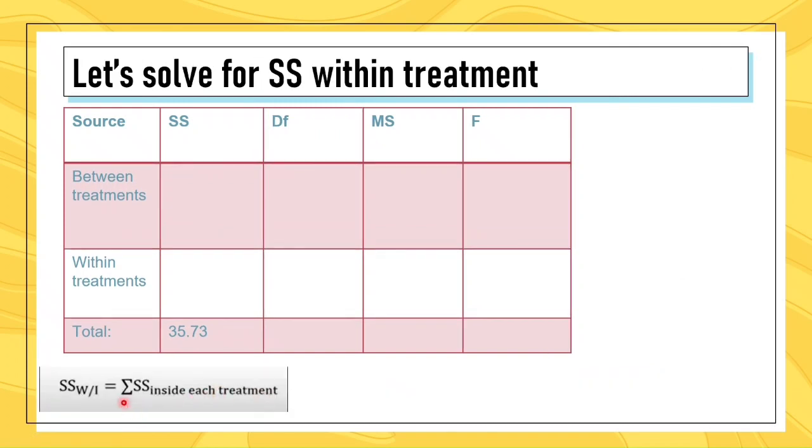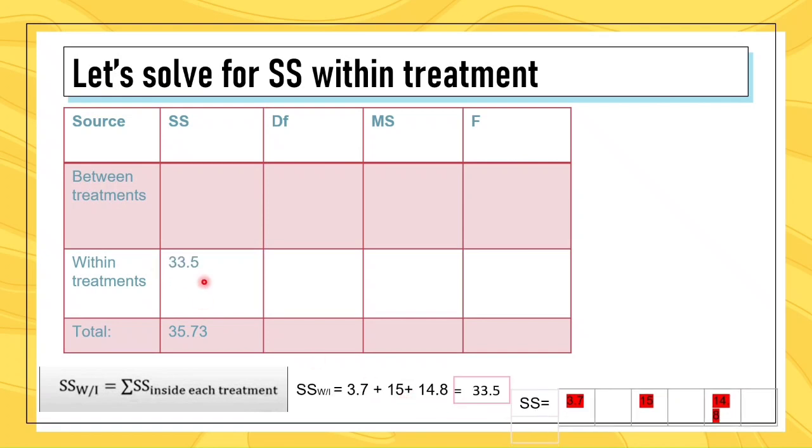Second is the SS within treatment. So you just have to add all the summations of x squared, like what I've done earlier. 3.7 plus 15 plus 14.8 is equal to 33.5. So you just have to add them all.